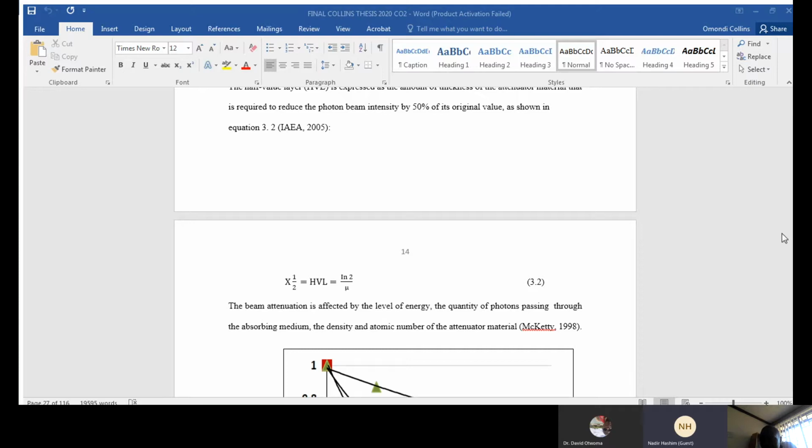Okay, while you're at that equation, 3.2. Yes, 3.2. The half should be subscript. That's the half value layer. Yeah, the half value layer, yes. So the half should be subscript. Yes, I've noted.